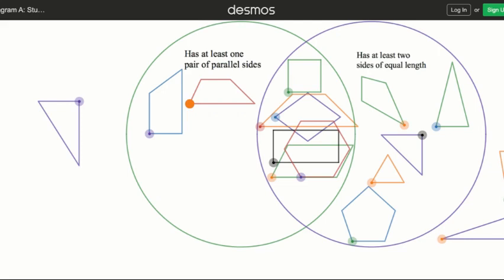And then the last one is a right triangle. It doesn't have any parallel sides, and it also doesn't have 2 sides of equal length. So that's going to go on the outside. And technically, this could go anywhere on the outside, but I'm just going to put it next to the other ones on the outside. All right, go do some practice.